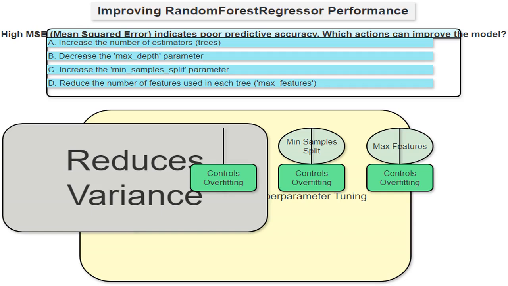Variance refers to how much the model's predictions change depending on the training data. High variance means that the model is very sensitive to small changes in the data, leading to inconsistent predictions. By reducing variance, we get more stable and reliable predictions.